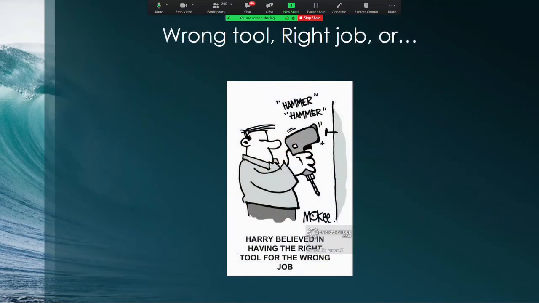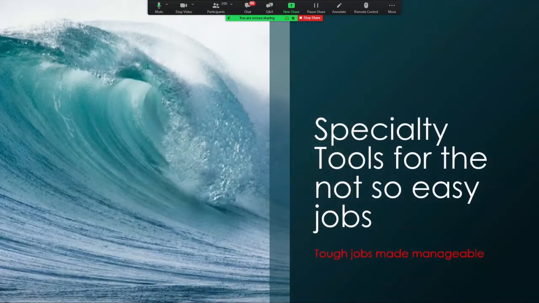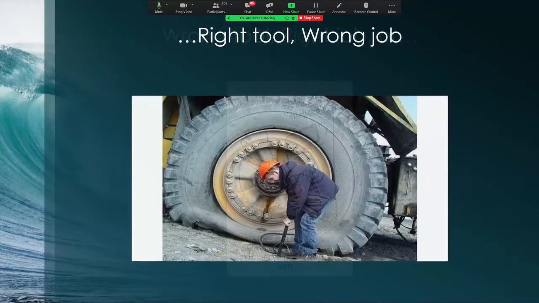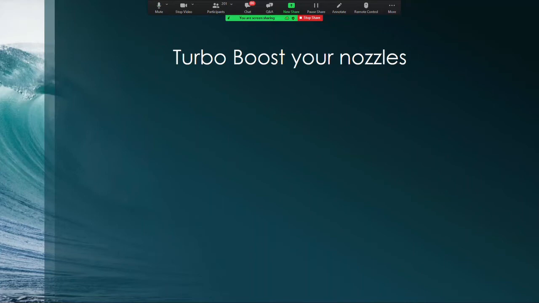Here we have Harry believing that he's got the right tool and the wrong job, but he'll make that nail go in. We've all done things like that. I know I have as well. Oh, going the wrong way. And then, of course, we'll call him Bob. Bob's got the right tool, but he's going to be there for a while. So it's a question of using the right tool, using it properly, and getting the job done.